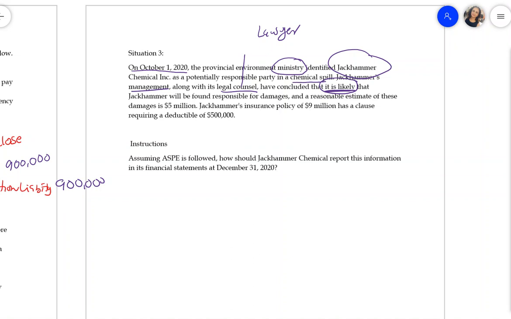It's just like a car. When you have a car, you have an insurance policy, and we have a deductible portion that we have to pay the insurance company. The rest, the insurance company deals with the damage. Assuming the company follows ASPE, how should Jackhammer Chemical report this information on its financial statements?